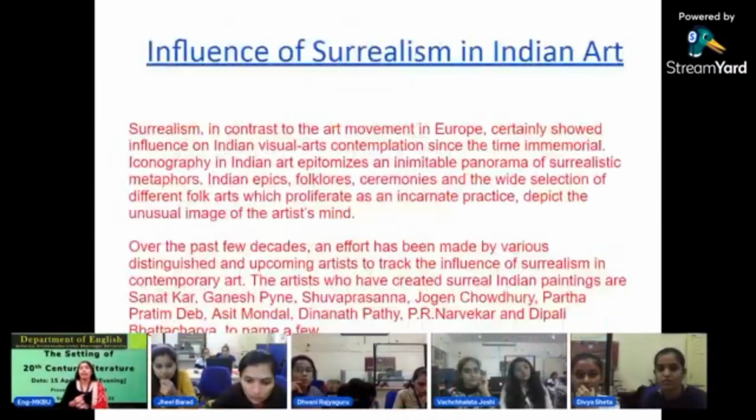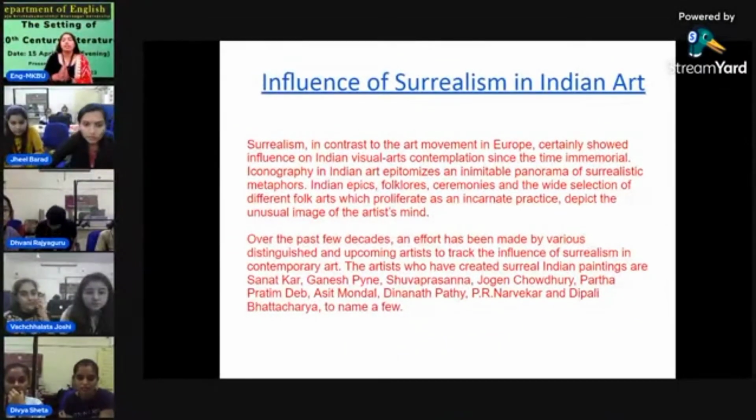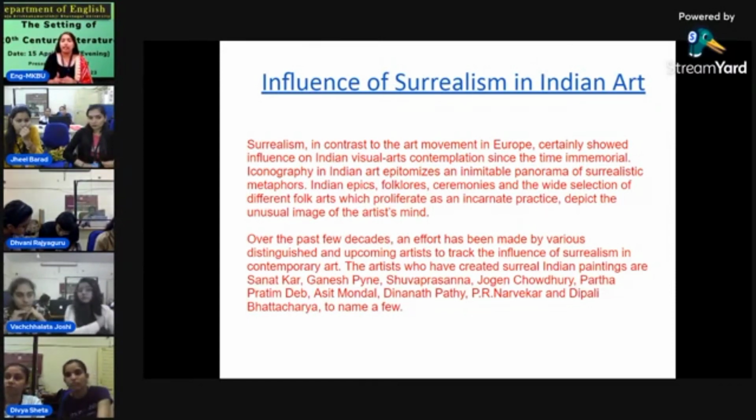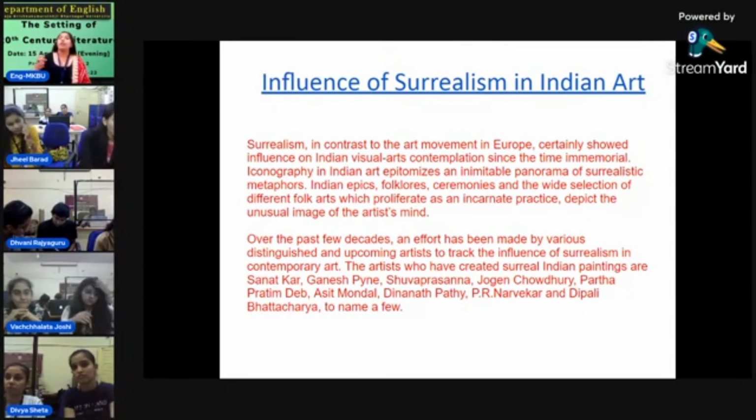The influence of surrealism in Indian art. The surrealism movement was in Europe, but some writers and painters in India were highly influenced by surrealism. They made some paintings in a unique way influenced by surrealism.